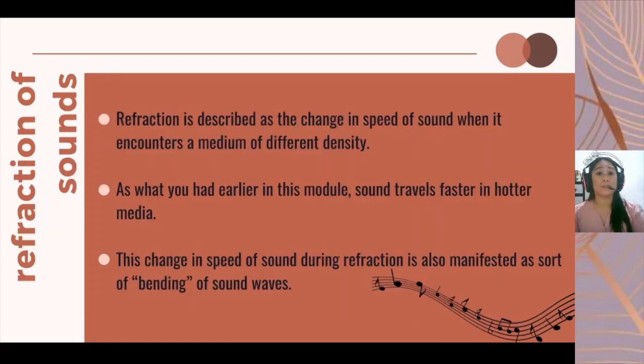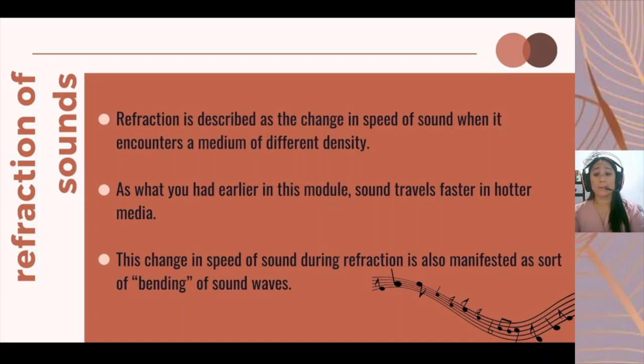So, refraction of sound. When we say refraction, it is described as the change in speed of sound when it encounters a medium of different densities. So again, ano yung tatlong mediums natin? Solid, liquid, and gas. Okay. So kapag nag-produce ka ng sound at ito ay bumangga sa iba't ibang klase ng medium sa paligid natin, nagkakaroon ng refraction. Okay. So, as what you have learned earlier in this module, sound travels faster in hotter media. So, katulad ng air, kapag mainit, mas mabilis na nagte-travel ang sound. Kapag malamig, mas mabagal siyang nagte-travel.